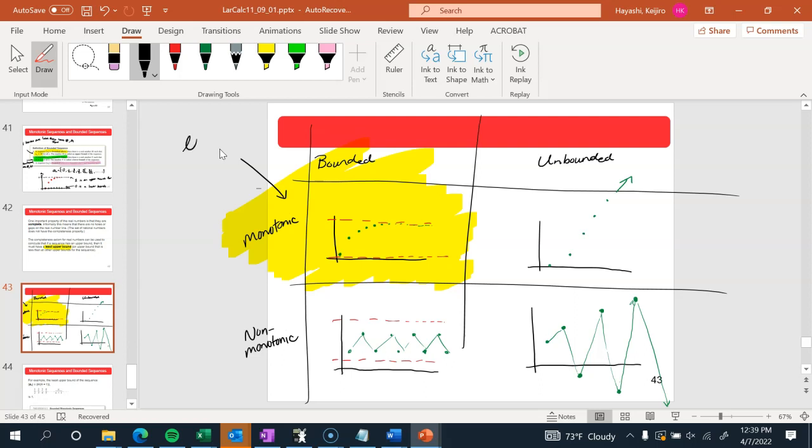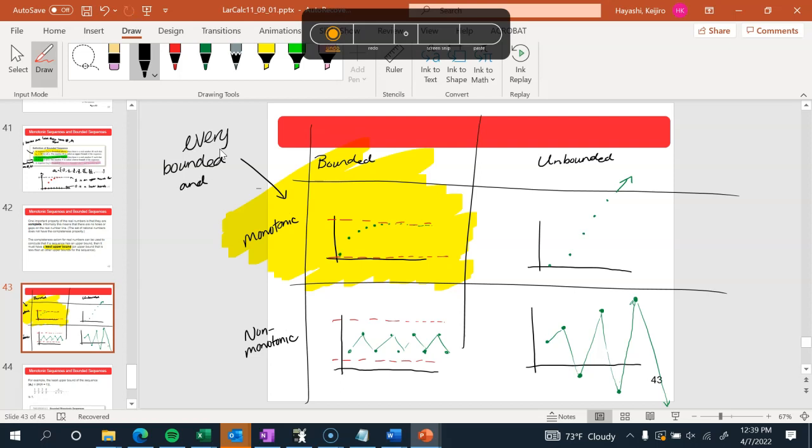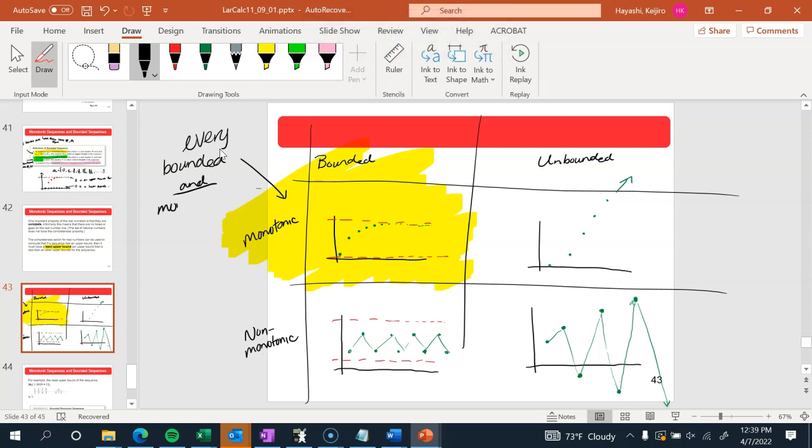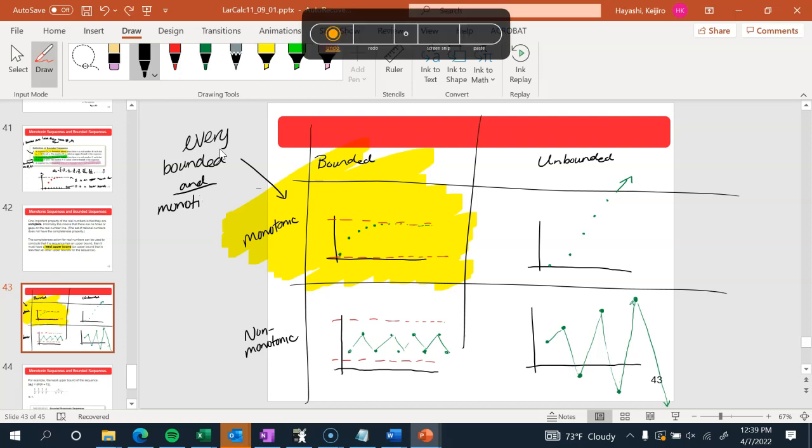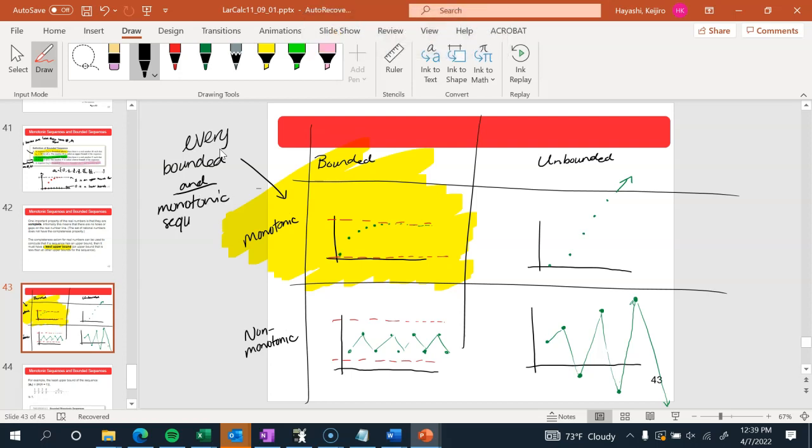And so every bounded and monotonic sequence is convergent. In fact, it converges to the value of the bound that it's approaching.